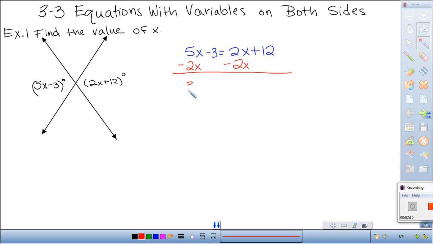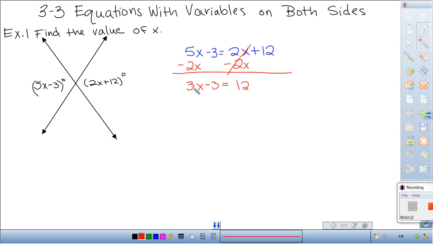5x minus 2x gives us 3x. Bring down the minus 3. Bring down your equals. 2x minus 2x, those are additive inverses. They cancel. And then bring down your 12. So all we had to do was move one of our x terms from one side to the other, because now this is just like every equation we've been solving.